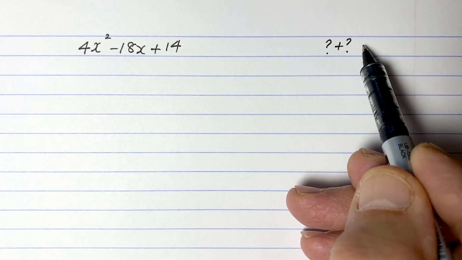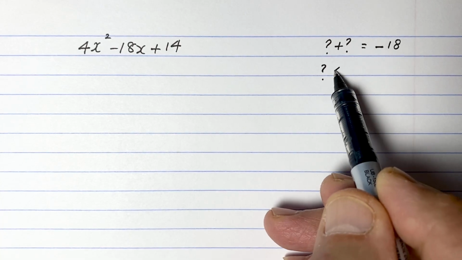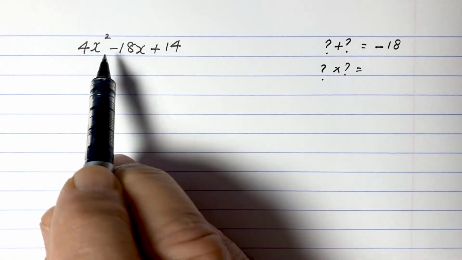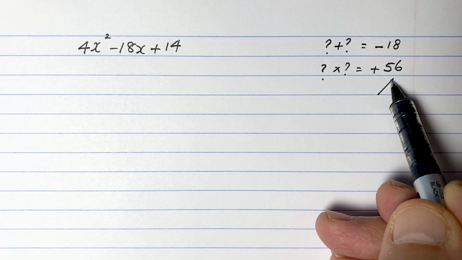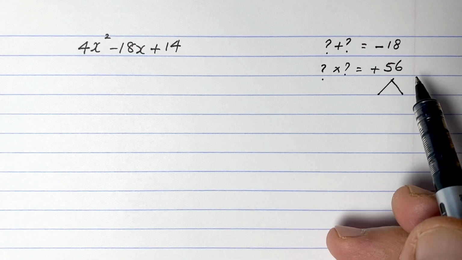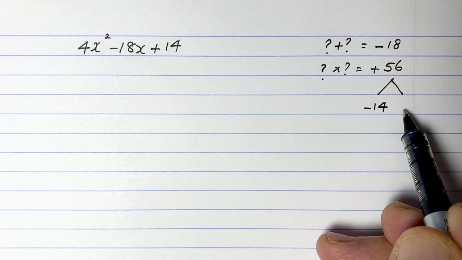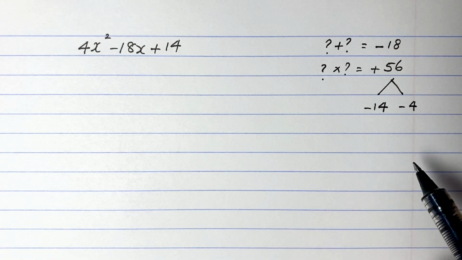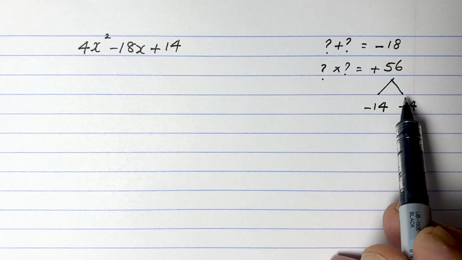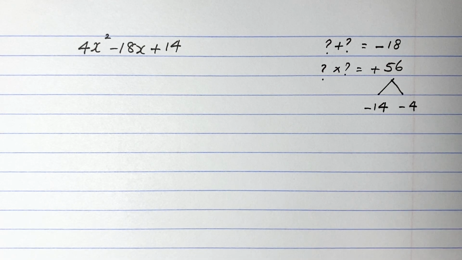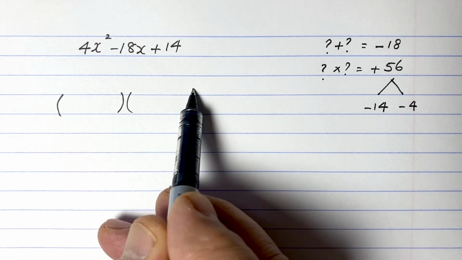So question mark plus question mark equals minus 18. Question mark times question mark equals 4 times plus 14, which is plus 56. The two numbers that times to give me plus 56 and add to minus 18 are minus 14 and minus 4. Minus times minus is plus, 14 times 4 is 56. Minus 14 and minus 4 makes minus 18. So if I go and do the second method, of course I have to put 4x in each.